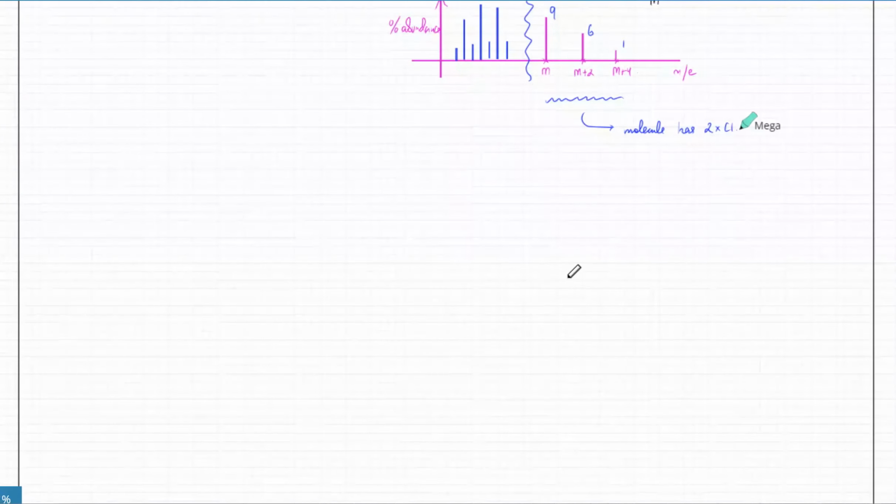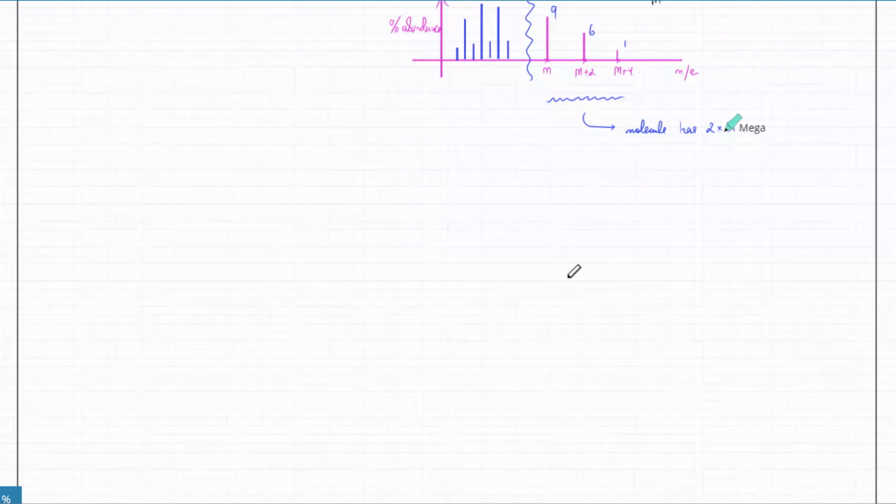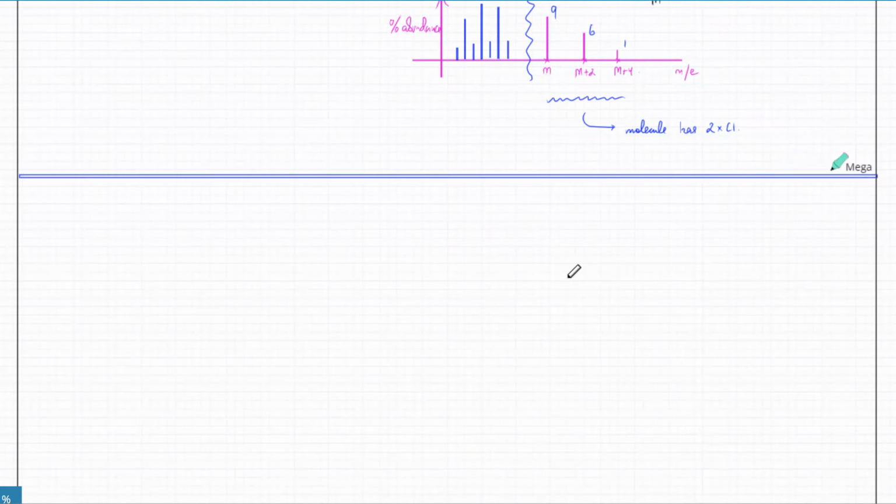Anyways, now moving on, we'll also extend this to bromine, and pretty much all the calculations would be exactly the same. Now if I extend this to bromine, the only difference is the probability of the bromine isotopes are different.